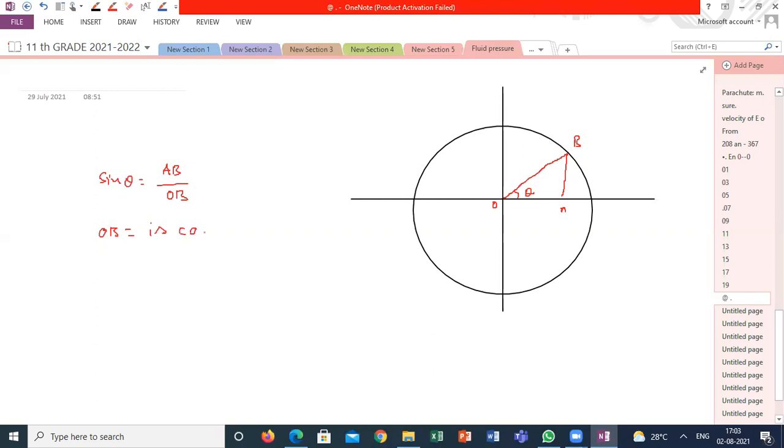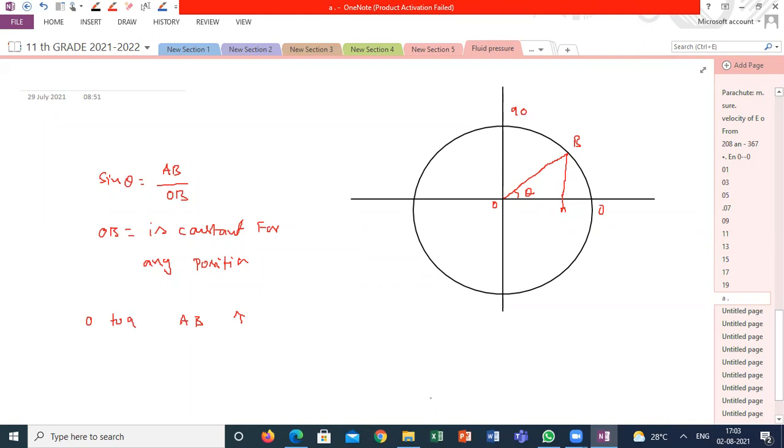Here, OB is always constant for any position of B. So, from 0 to 90 degrees, the length of AB is increasing.